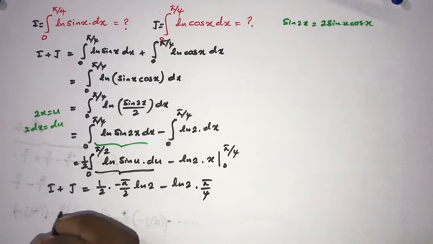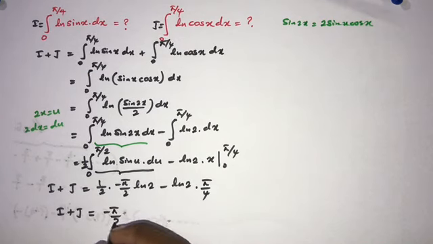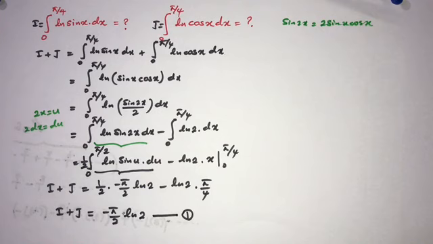Then we know I plus J is equal to, sorry, here minus pi over 4 natural log of 2, here minus pi over 4 natural log of 2. So this is equal to minus pi over 2 natural log of 2. I am going to call this equation number 1.